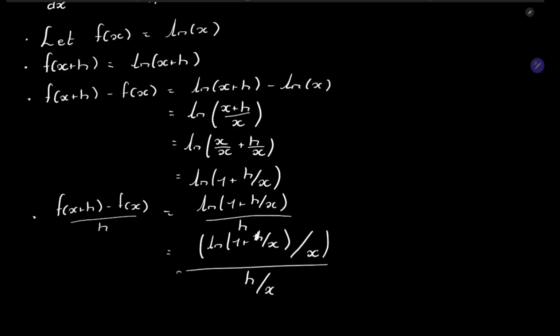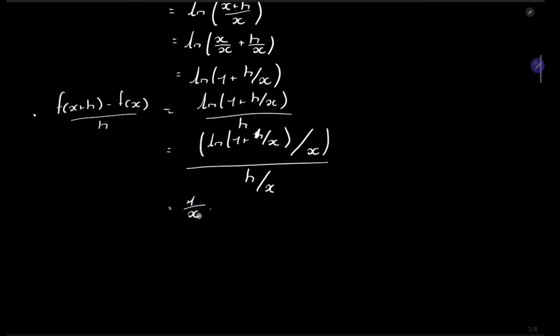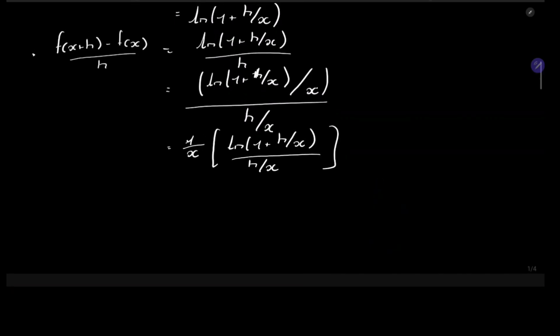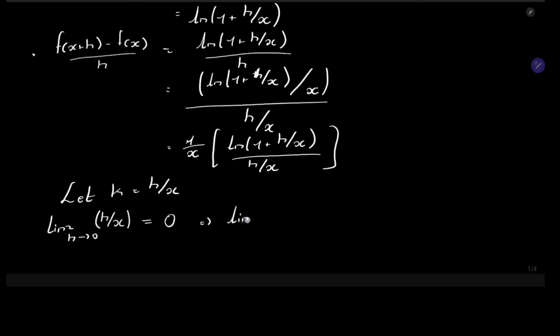Now carrying this x to the other side, we have 1 on x into ln of 1 plus h on x all divided by h on x. So what are we going to do? We will say let k be equal to h on x. And what do we observe? We observe that the limit as h tends to 0 of h on x is equal to 0. So this implies that the limit.